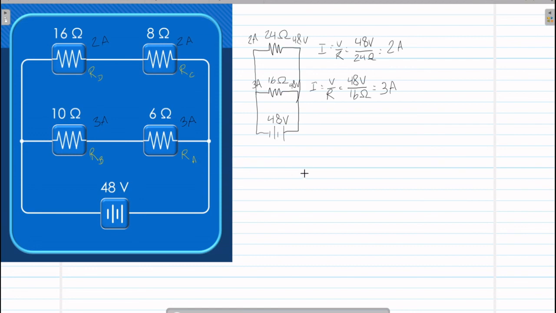So we'll start with resistor A. The potential difference across resistor A is equal to the current across resistor A multiplied by the resistance. The current across resistor A is 3 amperes. We already figured that out. And the resistance of A is 6 ohms. 3 times 6 is 18 volts. So the potential difference across resistor A is going to be 18 volts.